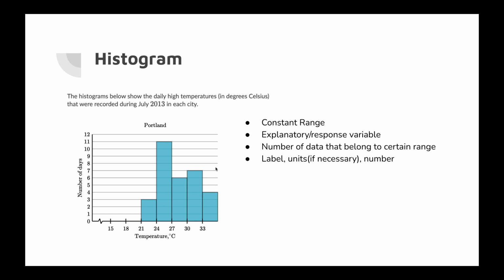So in order to draw a histogram, we need the 4 following components with a graph: constant range, explanatory and response variable, number of data that belong to a certain range, and lastly, labels, units if necessary, and numbers.